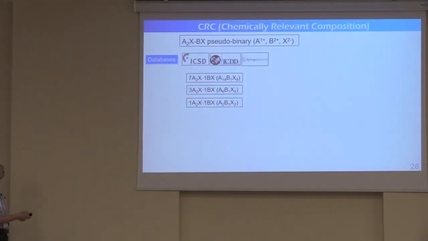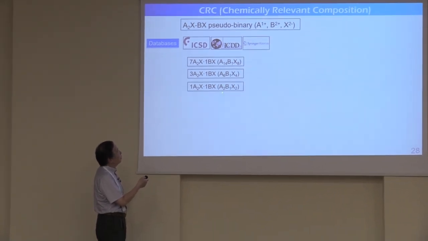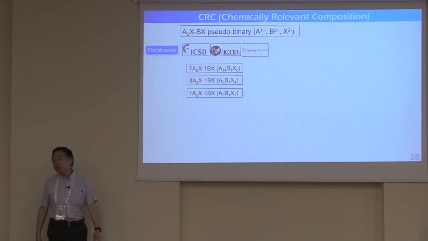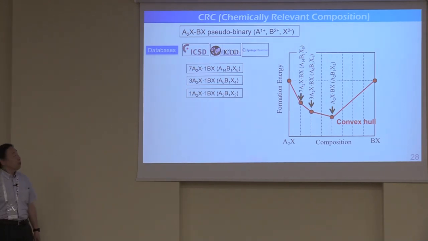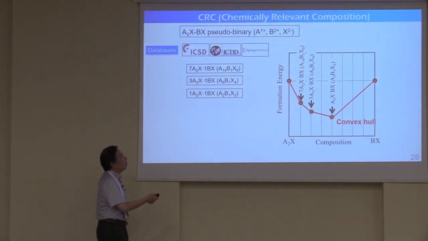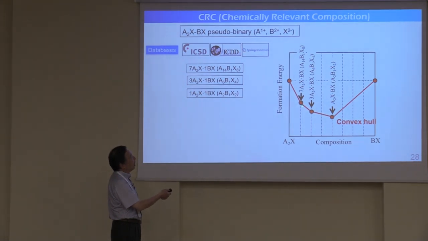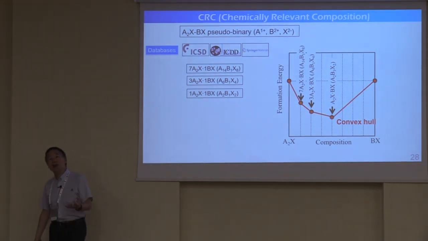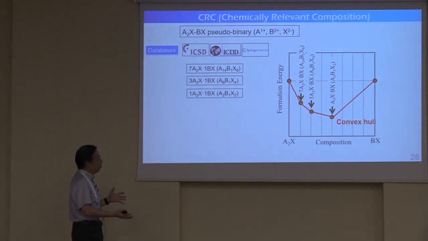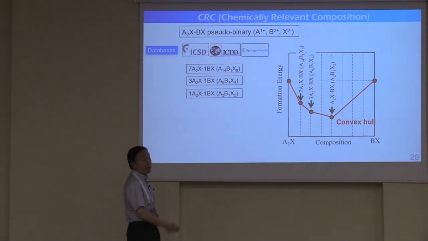So let me explain what a chemically relevant composition is. If you look at this type of database, for example, in the pseudobinary oxide or pseudobinary compound, you may find this type of compound with compositions 14-1-8, 6-1-4, 2-1-2 and nothing else. When you perform first principles calculations, you can find that those compounds are on the convex hull. This was already explained in the morning session. If you look at the Materials Project database, they have also this kind of convex hull.